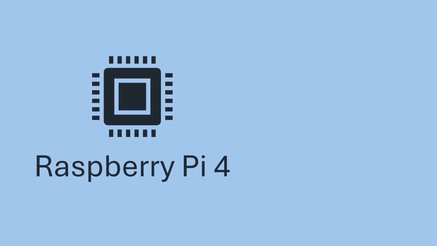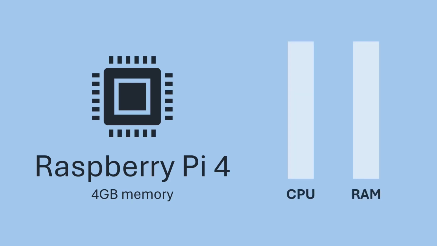It's running on a Raspberry Pi 4 with 4 gigabytes of memory, and while it's running in the background, it only uses about 5% of the CPU and less than 2% of the RAM.